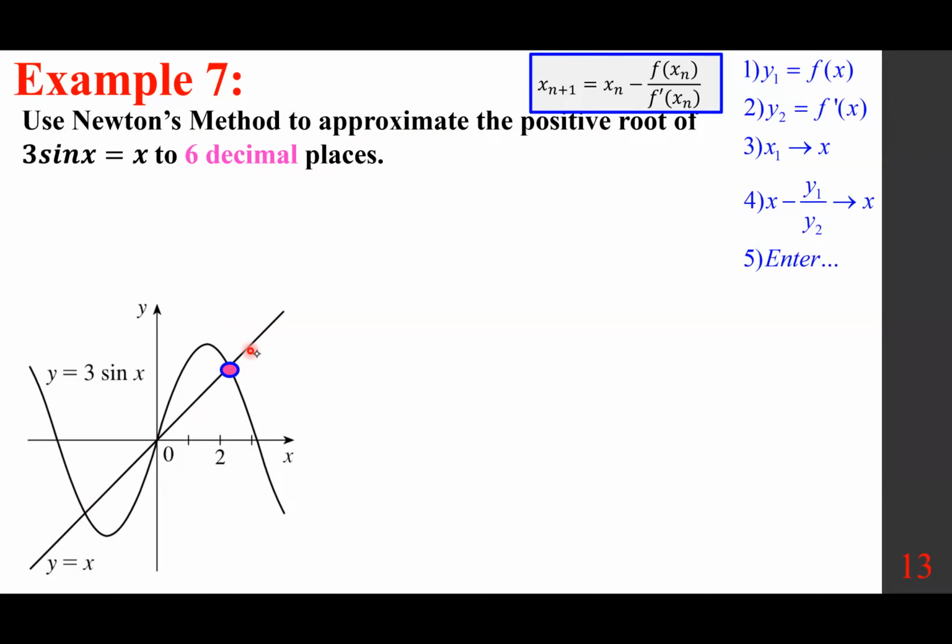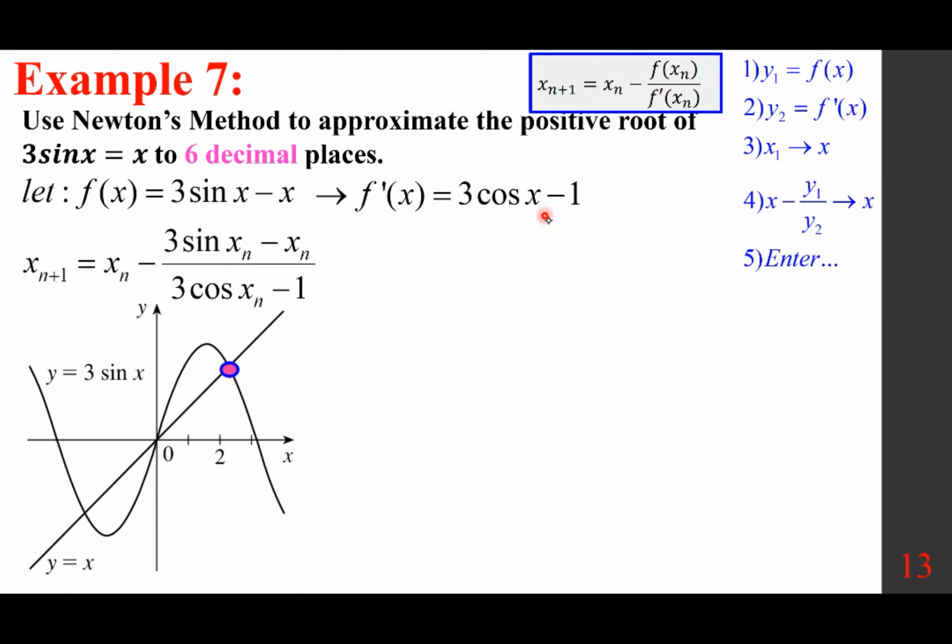So what we are going to do, we are going to bring everything into the same side, left or right, doesn't matter. 3 sine x minus x represents the function f of x. We differentiate it because we're going to need it for Newton's method. F prime is 3 cosine x minus 1. And in this formula, x sub n plus 1 is x sub n minus 3 sine of x sub n minus x sub n over 3 cosine of x sub n minus 1. It's a general form. And we want to use some initial value.